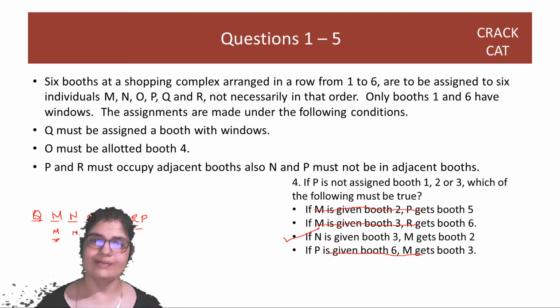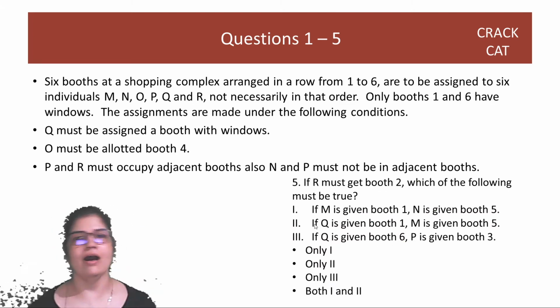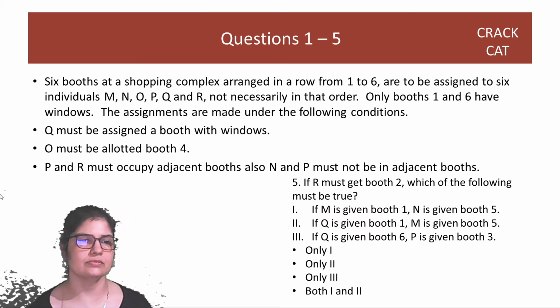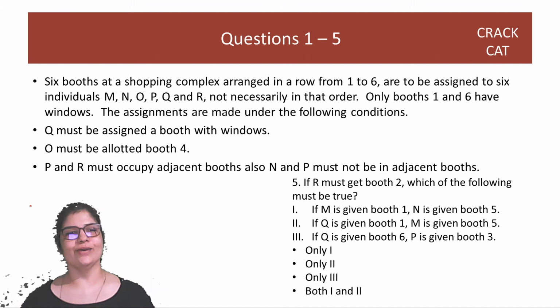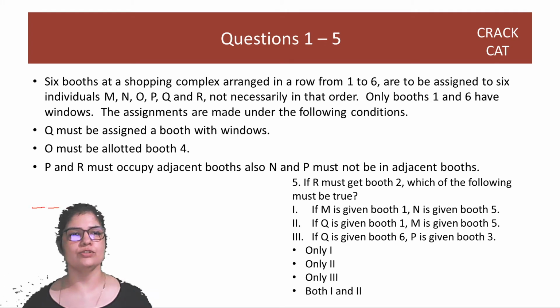Right? Let's look at the fifth question. R must get booth 2. We should just take a booth and settle down, right? What is this? Every time they are changing booths. Okay, so R must get booth 2. Then which of the following must be true?